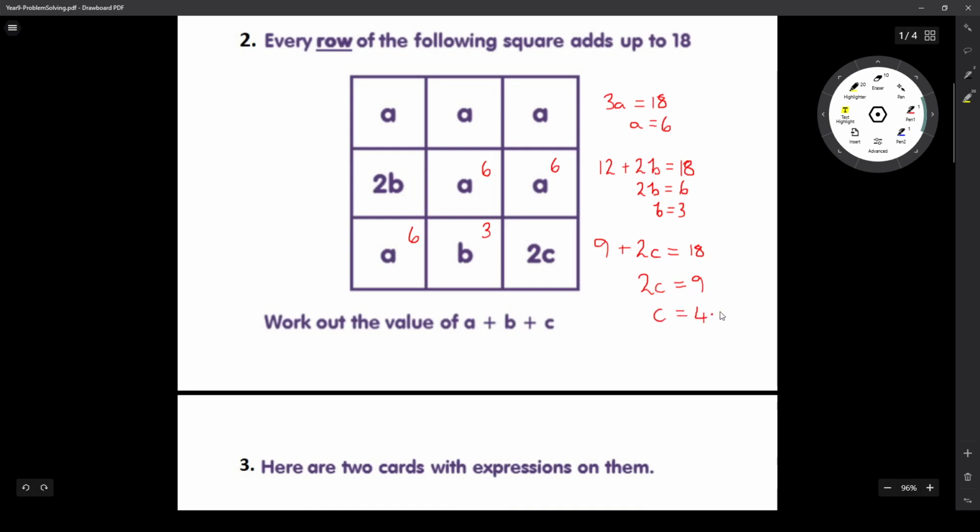c equals 4.5. So to answer the question then, a is 6, b is 3, c is 4.5. So when we add those together, we get 13.5.